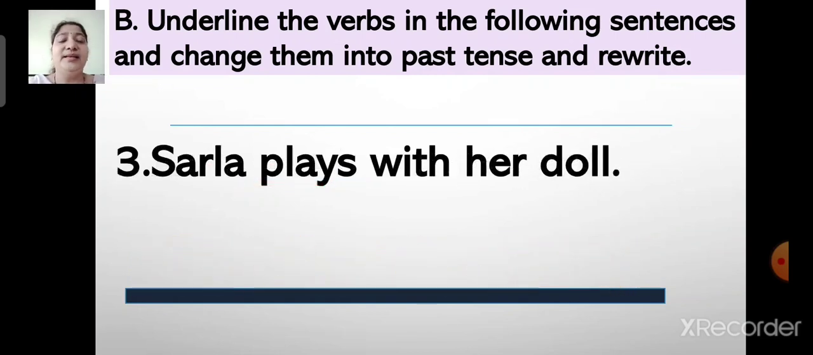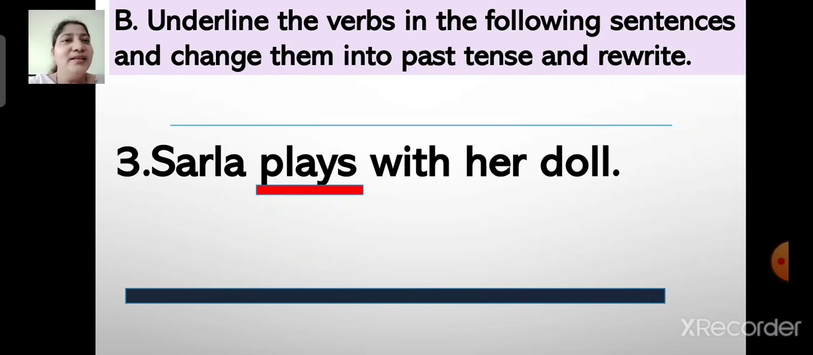Next, number 3. Sarla plays with her doll. I repeat, Sarla plays with her doll. Now children, identify the verb in this sentence. Yes, the verb in this sentence is plays. So children, let us underline the verb plays.